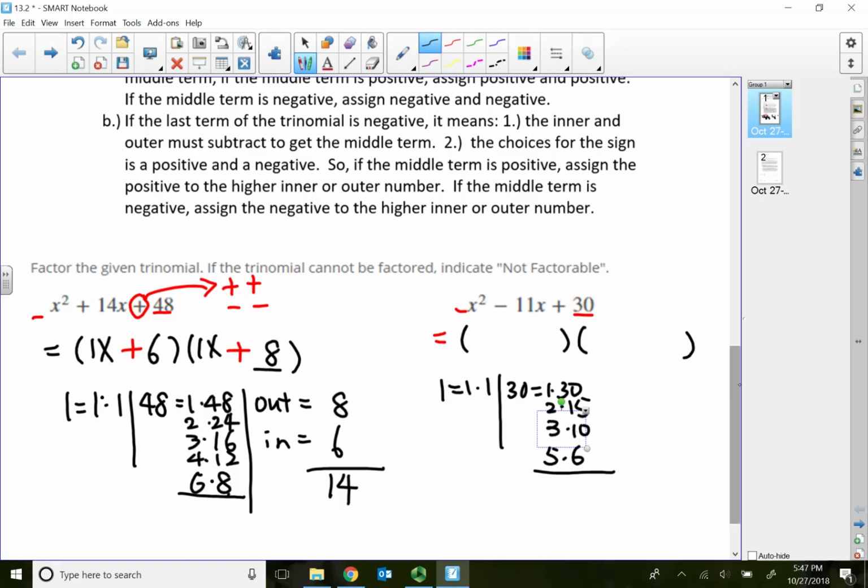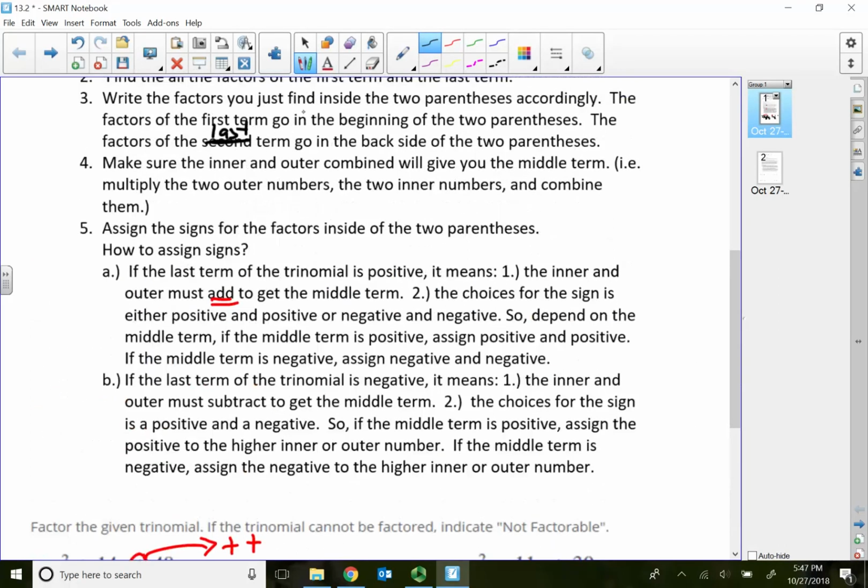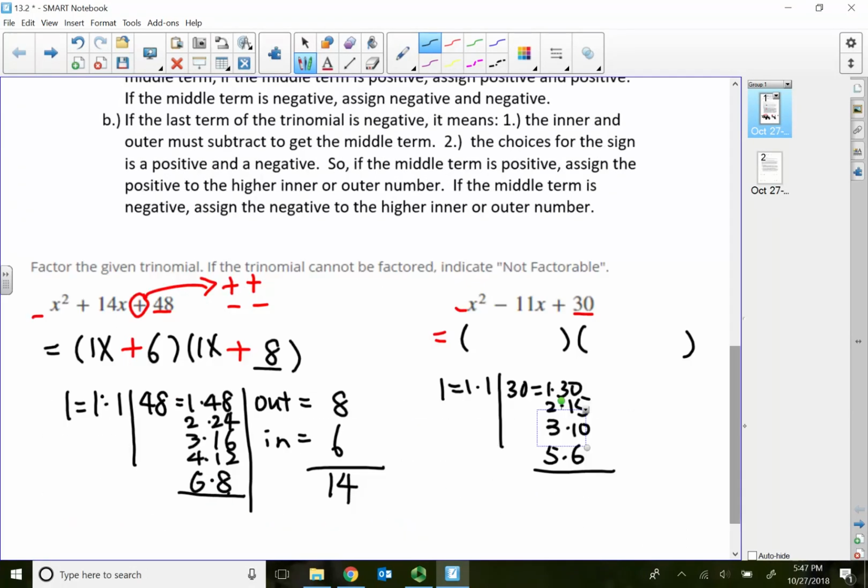All right, step number 3. Write the factors we just found inside the 2 parentheses accordingly. The factor of the first term goes at the beginning of the 2 parentheses. The factor of the last term, which I'm going to use 5 and 6, goes on the back side of the 2 parentheses.